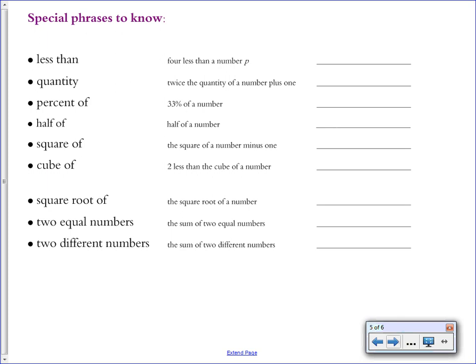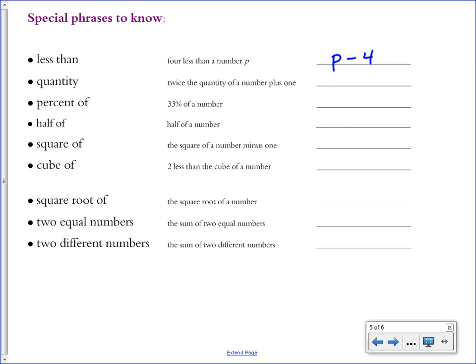So when we write this, we want to make sure that we do it in the correct order, and it's actually not the order that the sentence is written in because of the very meaning of the words less than. So 4 less than a number p is written as p minus 4. So be very, very careful when you see less than.